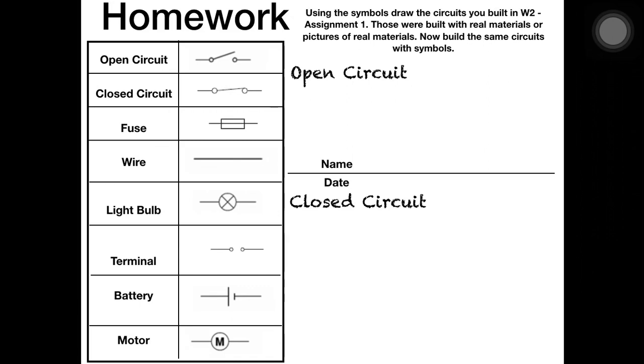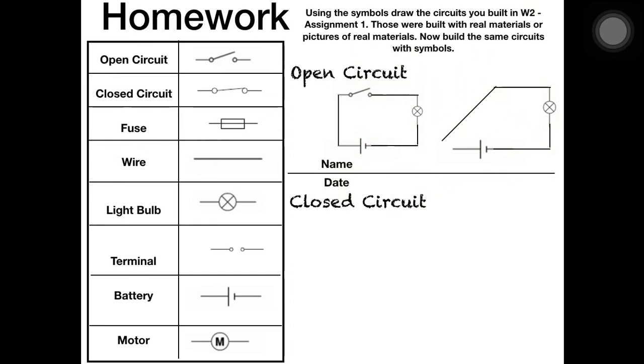After completing your circuits with your real materials or pictures of real materials, on this page you were to build the same circuits with symbols. So let's take a look at this first one. This first one is an open circuit with a switch. You can see the battery, or what's often called a cell, on the bottom, the light bulb on the right side, and the open circuit is on the top. So this light bulb will not light because the circuit is open.